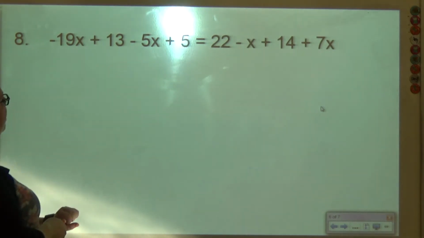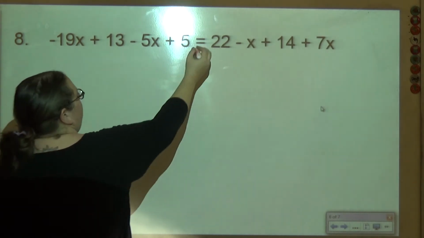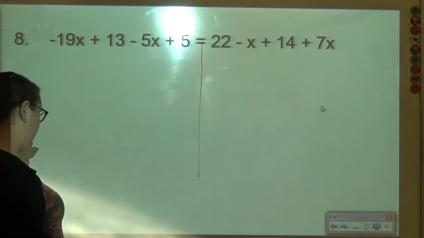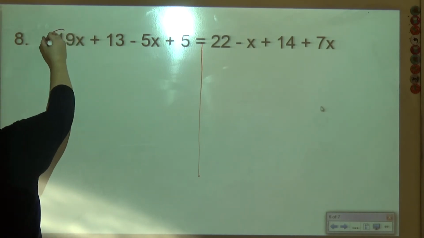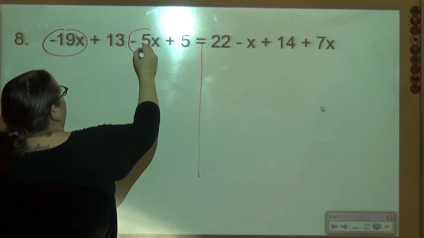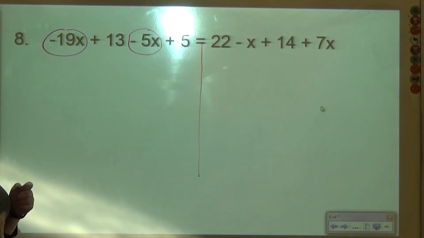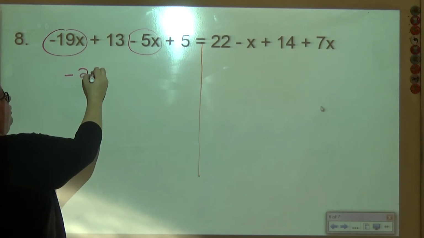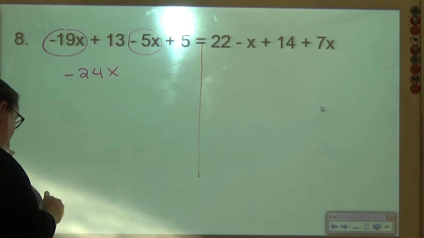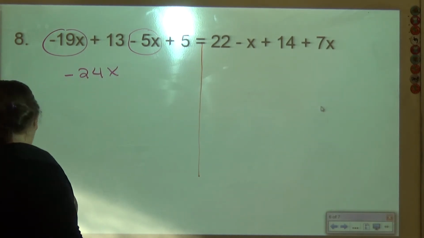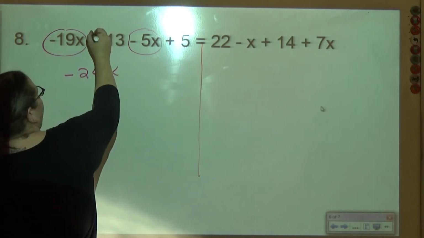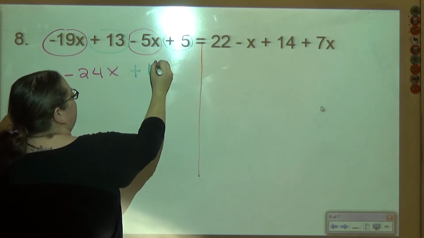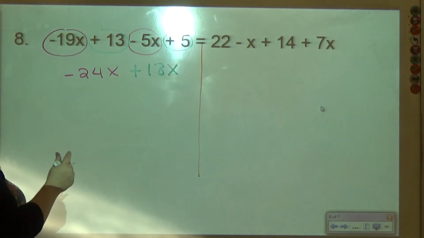Alright, so I'm going to combine my like terms. Just draw my line, separate. Let's see, over here I have negative 19x and negative 5x. Don't lose those negatives. So same sign add, so negative 24x. And then I have my positive 13 and my positive 5, which gives me positive 18, not x.